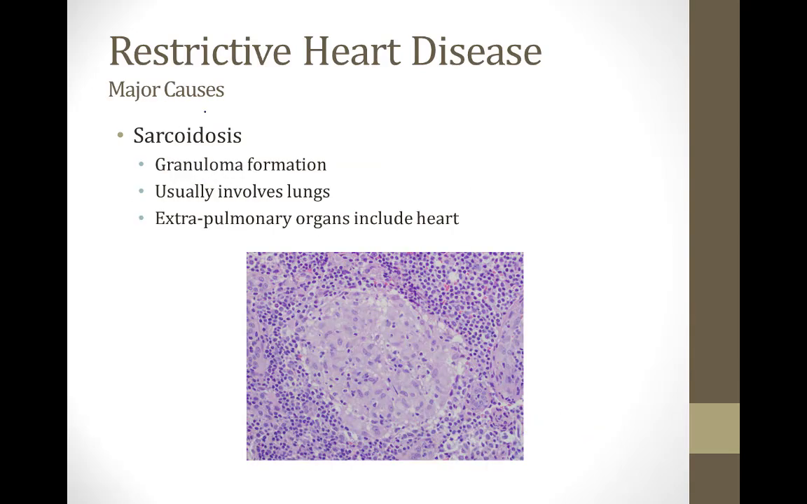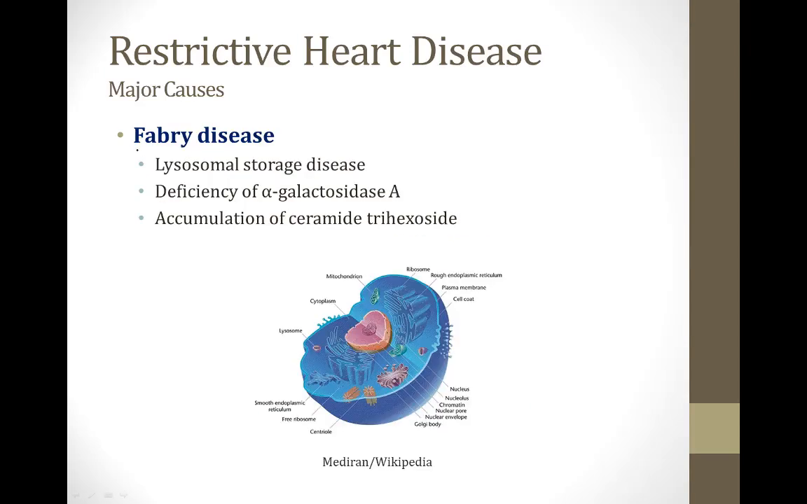Another potential cause of restrictive heart disease is sarcoidosis. I have a video on sarcoidosis in the pulmonary section, but by way of review, sarcoidosis involves granuloma formation that usually involves the lungs, but there can be extrapulmonary involvement, including in the heart. Fabry disease I mentioned before, it's a lysosomal storage disease that I talk about in the video on lysosomal storage diseases in the biochemistry section. It's caused by a deficiency of the enzyme alpha-galactosidase A and accumulation of ceramide trihexoside in tissues, and it can involve the heart, and it classically involves restrictive heart disease and left ventricular enlargement.